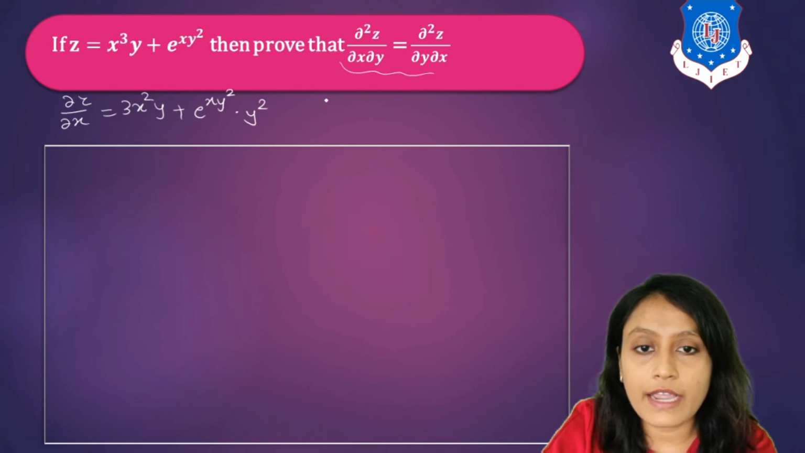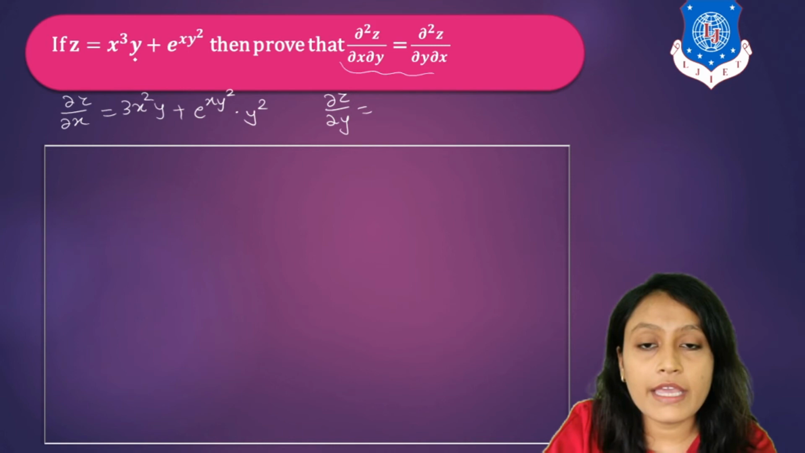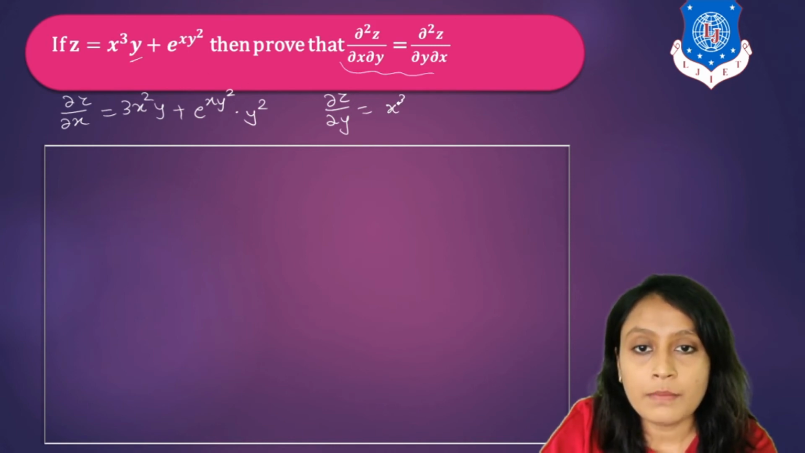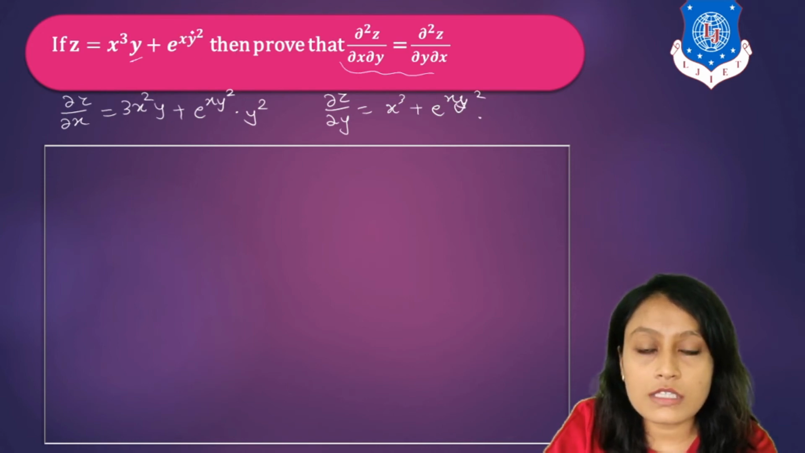Now we will find del z by del y, means partial derivative of z with respect to y, and we will keep x as a constant. So derivative of y is 1, so we have only x cube plus e raised to x y square into, now x is constant and derivative of y square is 2y, so you will get 2xy.